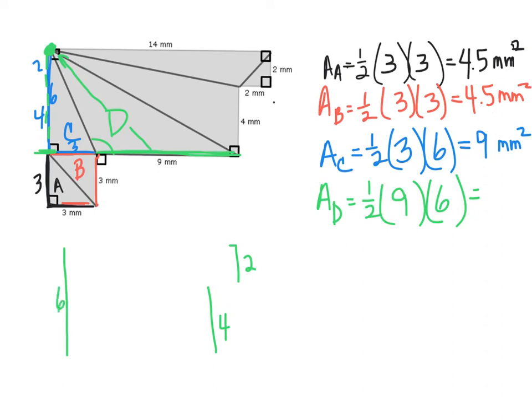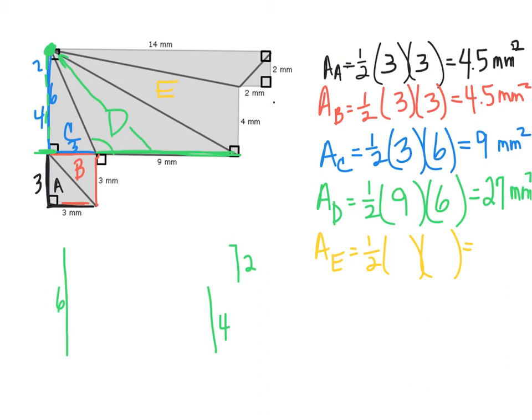All right, so 9 times 6. How about 9? Half of 6 is 3, and 3 times 9 is 27. Again, we square our units, but we do not square the number. Next triangle, that would be E. So the area of triangle E is, again, 1/2 base times height.